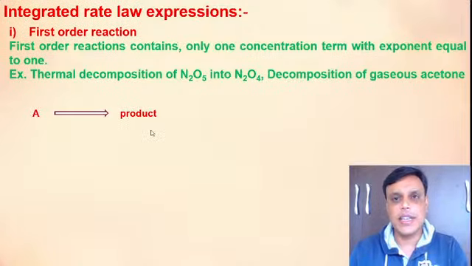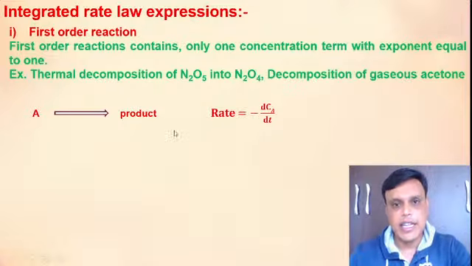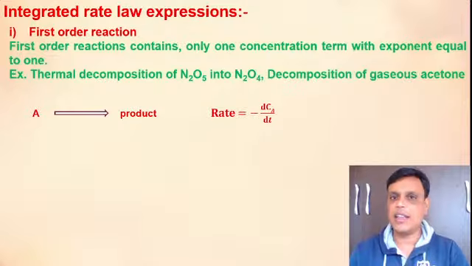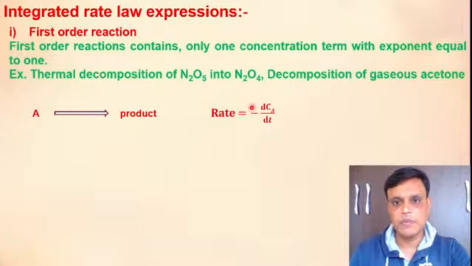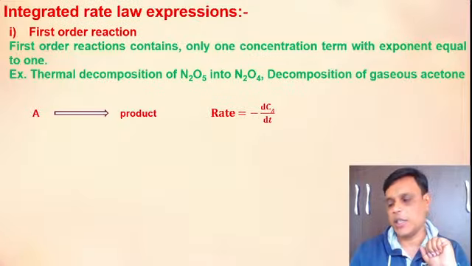For this reaction, according to the first order reaction, we will write down the rate. Now you know how to write down the rate. Here rate is equal to negative d[CA] by dt, where CA is the concentration of reactant A. C is for concentration and A is your reactant A. Why is the negative sign there? Because the concentration of reactant decreases. That's why the negative sign is there. In this way you have to write down the rate for this equation.